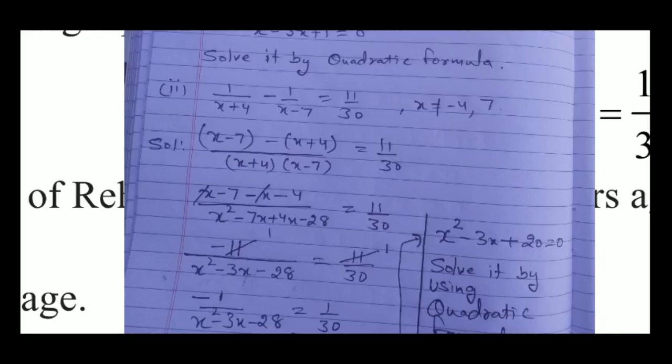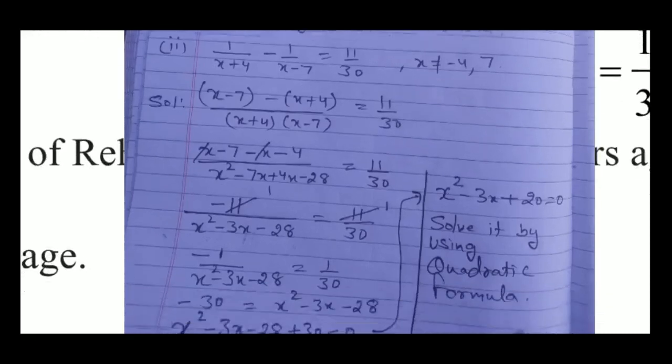Now you will open the brackets in the left hand side, and the x terms are cancelled because both are equal and opposite. You will then solve the denominator. After opening the brackets, you will get x square minus 7x plus 4x minus 28. After simplification of the left hand side, you will write it equal to 11 upon 30. Now again you will add the constants minus 7 and minus 4 in the numerator. You will get minus 11, and after simplification in the denominator you will get x square minus 3x minus 28.